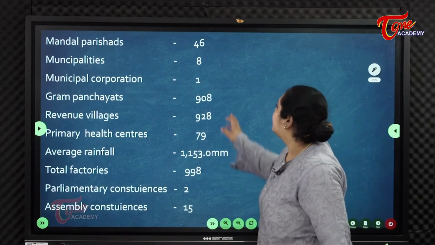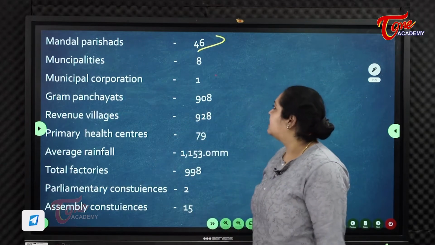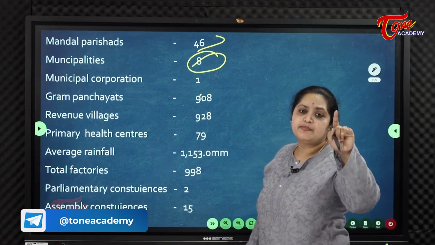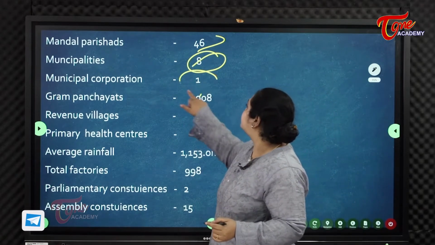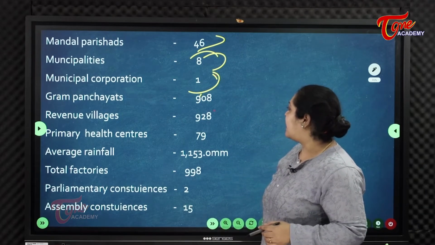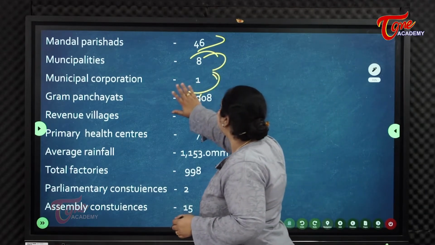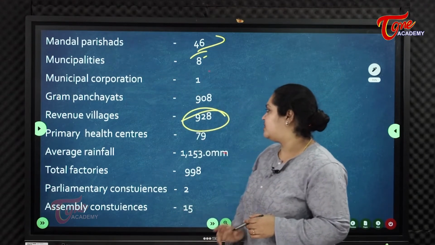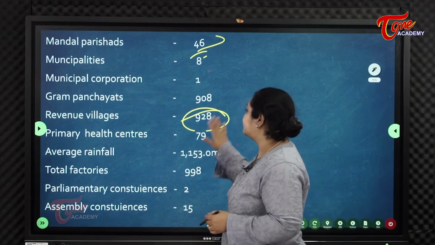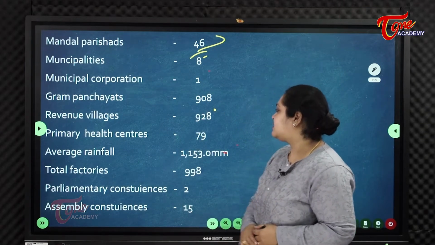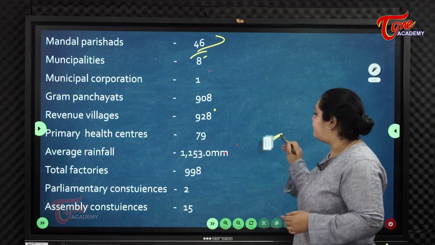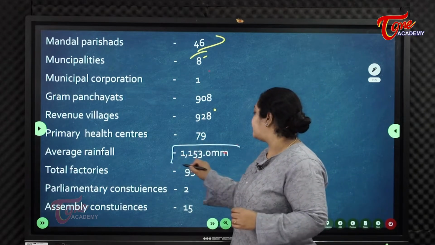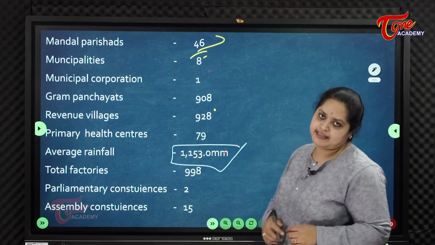Mandal parishads, 46 mandal parishads. How many municipalities? 8 municipalities, but only 1 municipal corporation, that is Eluru Municipal Corporation. Next, Gram Panchayats. It has 908 Gram Panchayats, and 928 revenue villages. Primary health centers, 79 primary health centers. And coming to average rainfall, 1153 millimeters is the average rainfall of this West Godavari district.